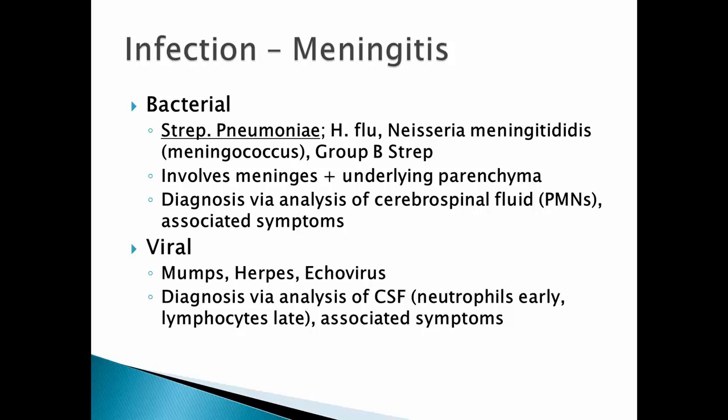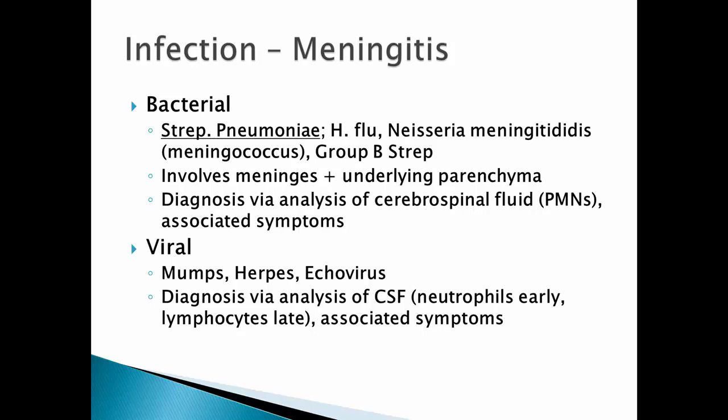more gradual onset. As we look at the bacteria, we know that there are some bacteria that are more likely to cause meningitis than others. The most common at all ages is strep pneumoniae. Remember, that's a gram-positive bacteria. Second most common is H. flu. The meningococcus bacteria itself, the Neisseria meningitidis, which is a gram-negative bacteria. And then you may also see group B strep.